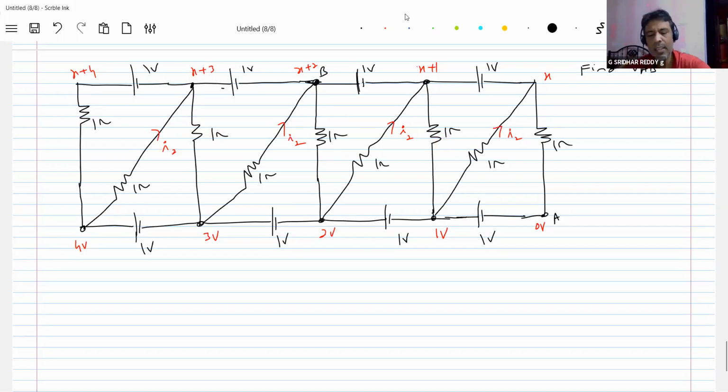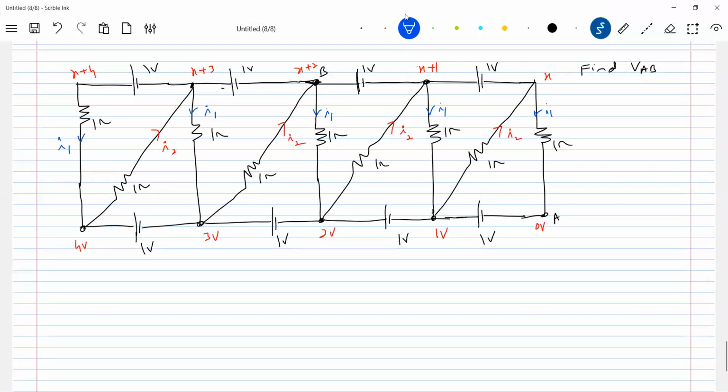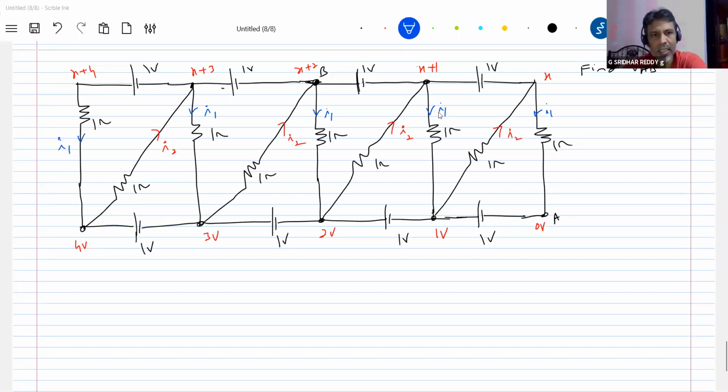So any current can we assume? Yes, the current here will be I1. So what should be the current? Current here will be in any direction. So here let me take it in this way. Minus 22 by 9. Yeah, fine. So this is by 1.